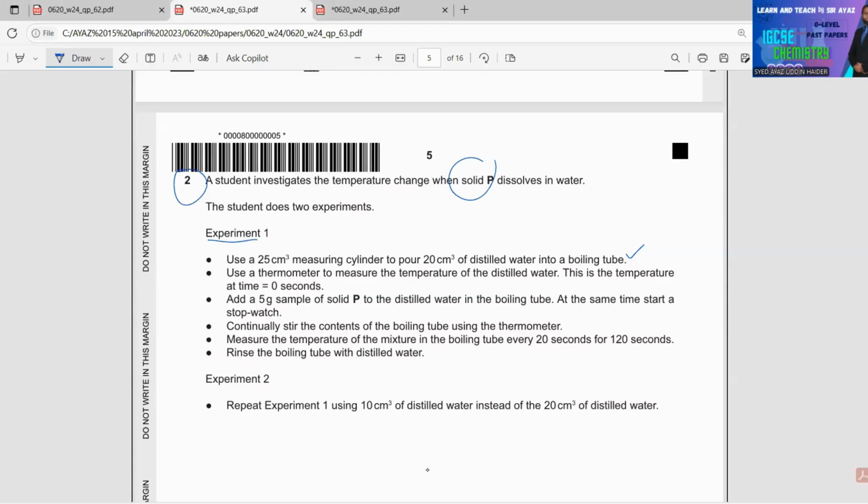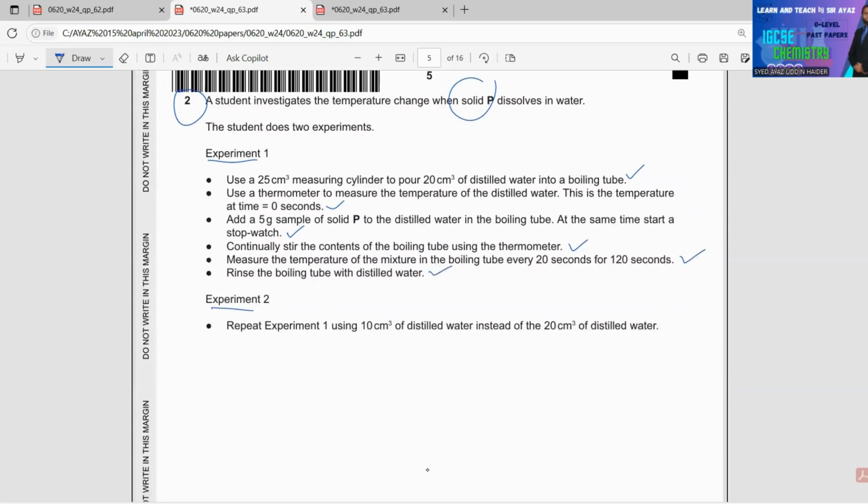Add a 5 gram sample of solid P to the distilled water in the boiling tube. At the same time, start a stopwatch. Continually stir the contents of the boiling tube using the thermometer. Measure the temperature of the mixture in the boiling tube every 20 seconds for 120 seconds. Rinse the boiling tube with distilled water. Experiment 2, repeat experiment 1 using 10 cm3 of distilled water instead of the 20 cm3 of distilled water.